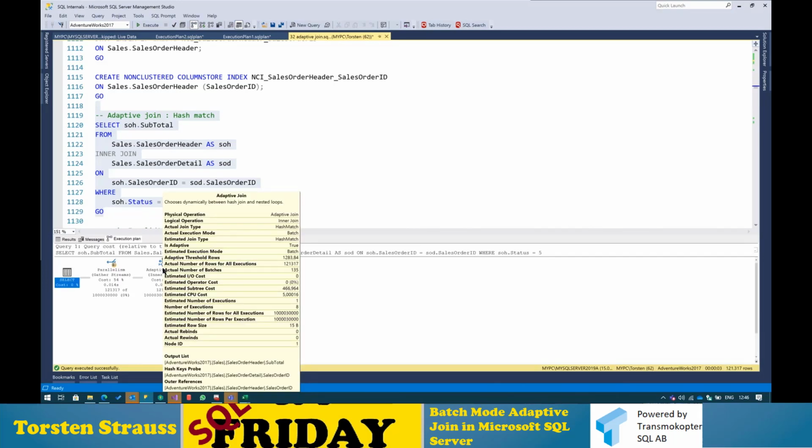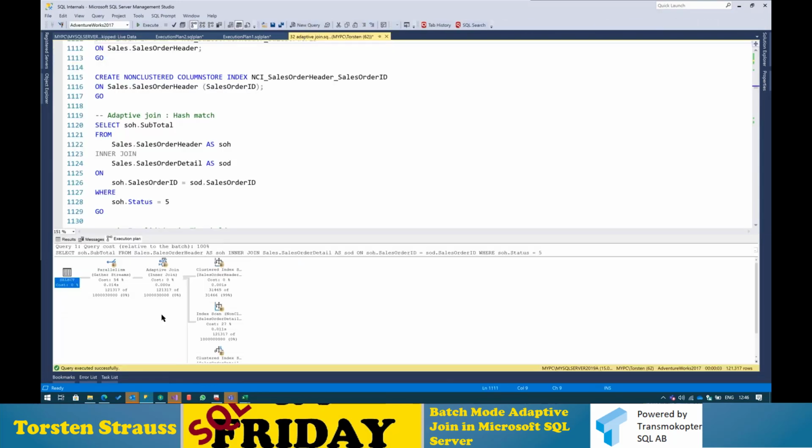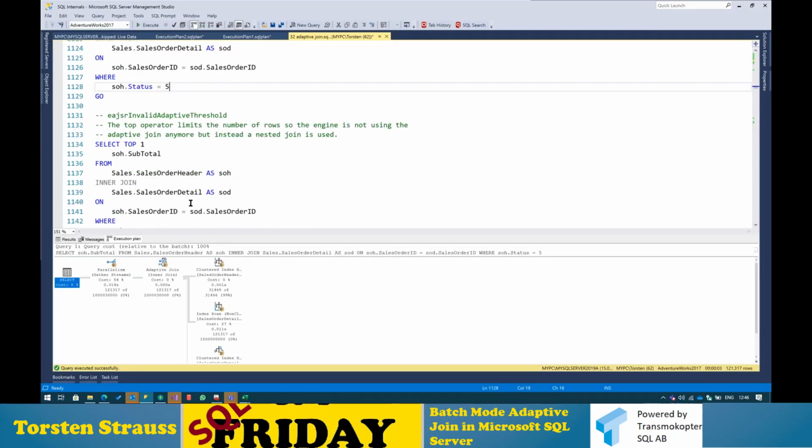You can see here the adaptive threshold in rows, which is again 1283. This has nothing to do with the name of the extended event. This is not the same adaptive threshold. It only makes sense because SQL Server definitely knows it is not worth implementing a hash match because you only want to get one row.